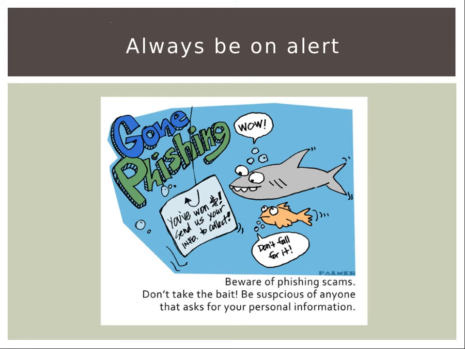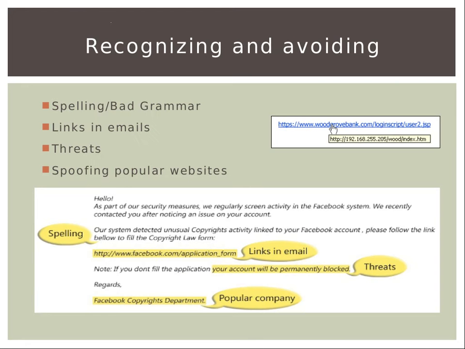Also, going back here, being alert, you really need to pay attention to these basic rules, even just looking out for things like links in emails. You should never click a link in an email, even if it's from someone that you trust and you know would never do anything, because you don't necessarily know it's them sending you the emails.